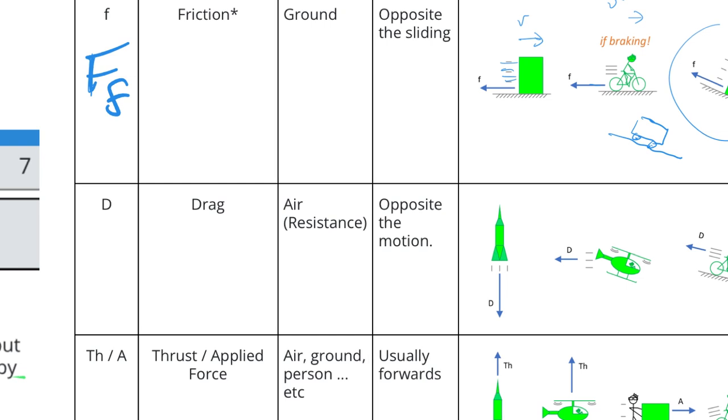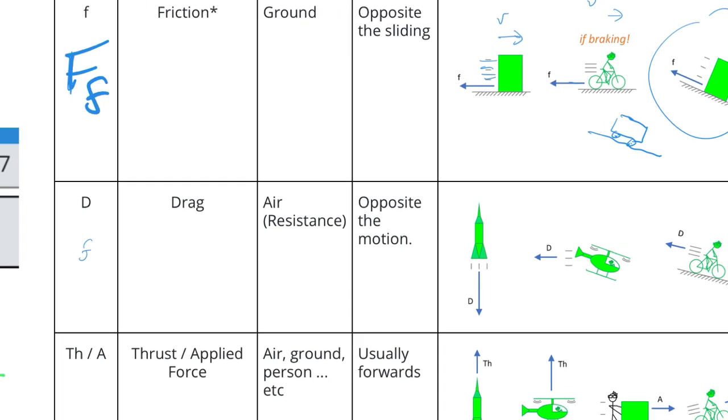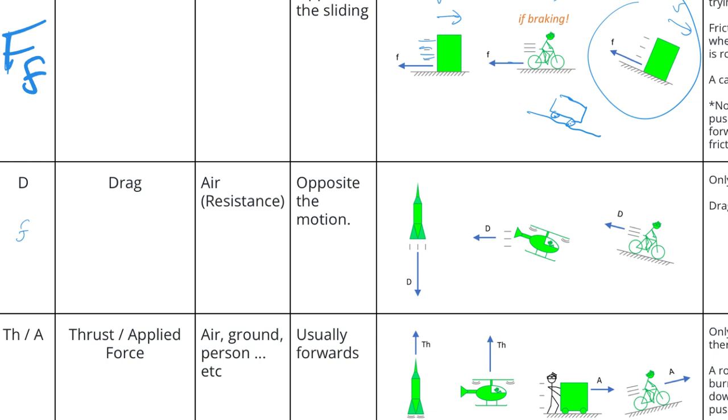Drag. Positive physics is going to use a big D for drag, but again, that is really friction. Air friction. Okay, again, everything I said about friction holds true too. This helicopter's not going that way. It's going forward. So the drag is opposite. The rocket's going upward.